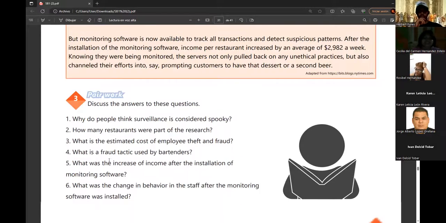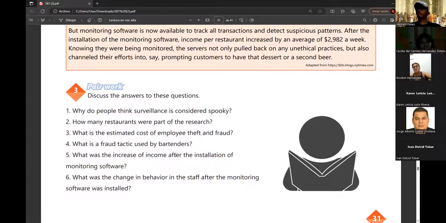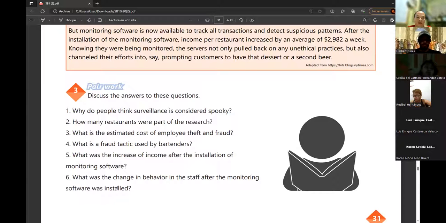Okay. What was the increase of income after the installation of monitoring software? Okay, what was the change in behavior in staff after the monitoring software was installed? The servers not only pulled back on any unethical practice, but also channeled their efforts into sales, prompting customers to have that dessert or second beer. Very good.